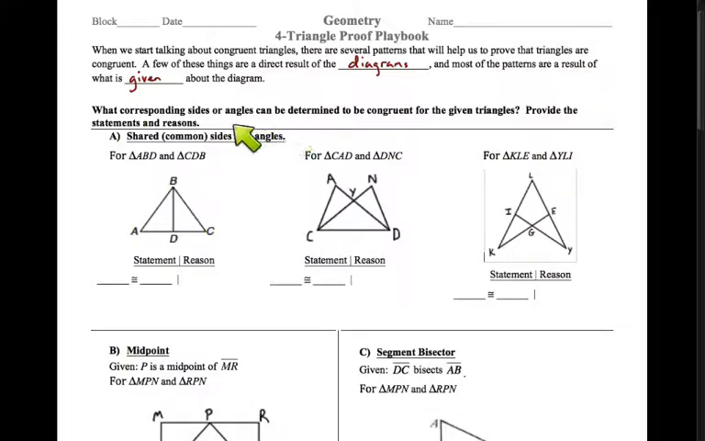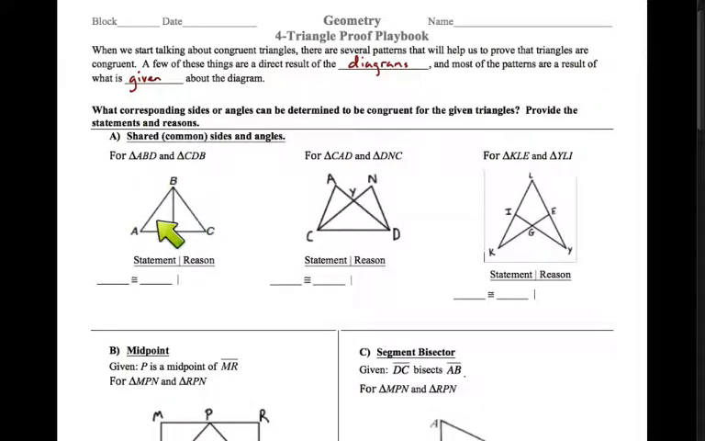Provide the statements and then the reasons, because there's going to be a proof, so there are going to be statements and reasons involved. One very common thing that you're going to see is that oftentimes the triangles will share something. They'll share a side or they'll share an angle, so be on the lookout for this.